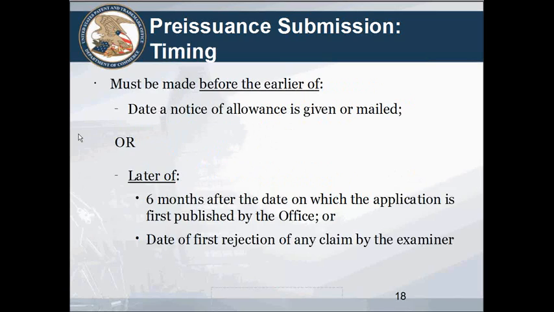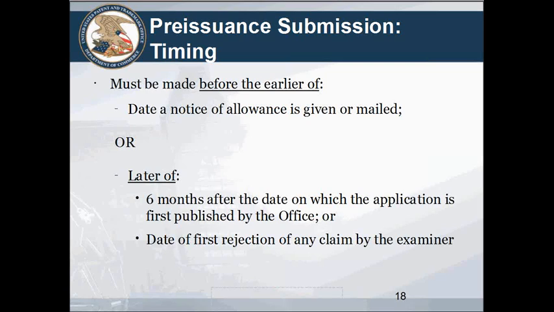There is a time for submissions, and in the wisdom of Congress, they set it up as an algorithm involving 3 factors. It must be submitted before the earlier of allowance or the later of 6 months from first publication or date of first rejection. First publication is not a WIPO publication of the corresponding international application. First rejection is not a restriction requirement or an ex parte Quayle action.